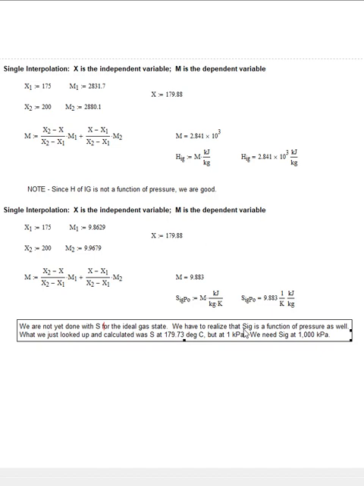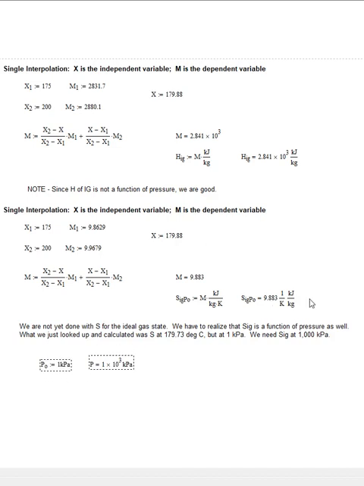We have to realize that the entropy of an ideal gas is a function of pressure as well as temperature. If you remember back from chapter 5, delta S for an ideal gas is equal to the integral of Cp dT over T minus R d log of P. So what we have to do is take this value, which, remember, is at 1 kilopascal and 180 degrees C, and translate it to our actual pressure so that we can treat it as an ideal gas at our actual pressure.